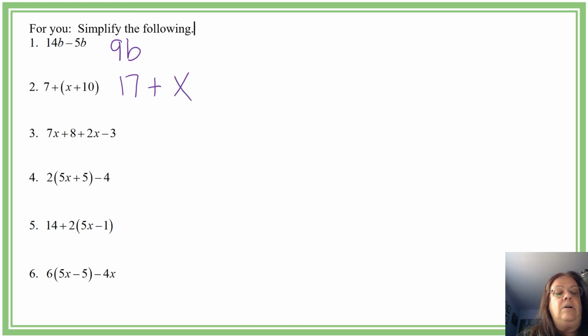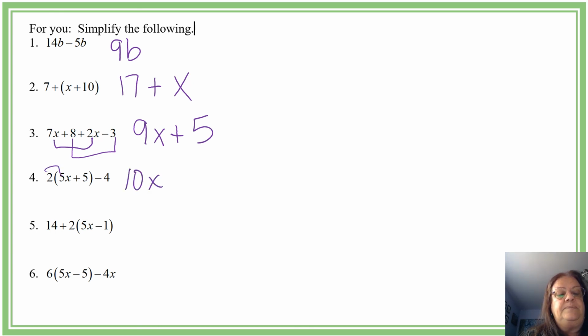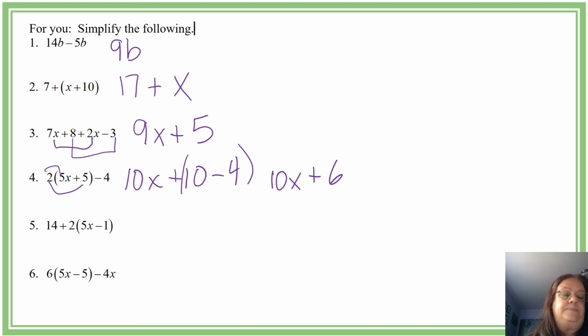All right, here I'm going to add the x's together. 7 and 2 is 9. And then I add the two constants. 8 minus 3 is 5. All right, I distribute. I have 10x plus 10 minus 4. So that's going to be 10x plus 6. 10 minus 4 is 6.